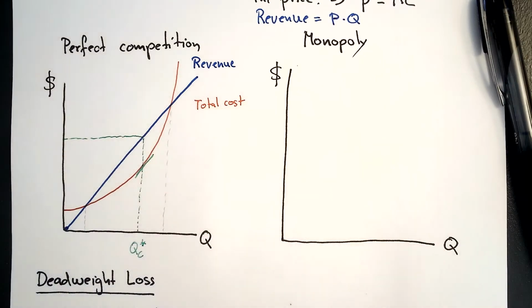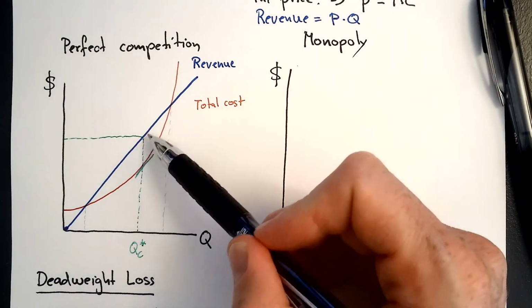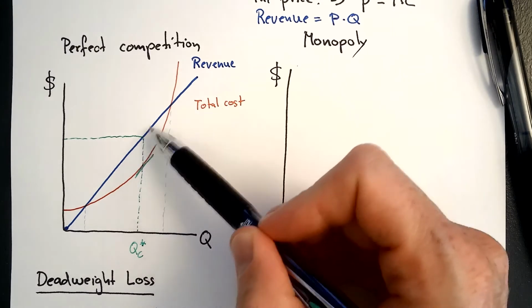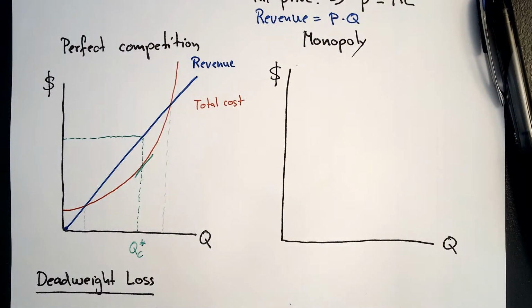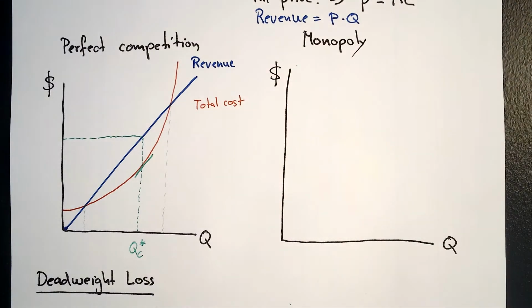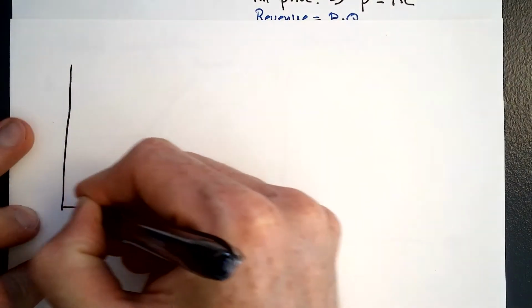We have seen this before in the sense that price, the slope of the revenue function, equals the marginal cost. So this is how a perfectly competitive firm would determine the profit maximizing quantity. Now, for a monopoly, the situation is identical, but slightly different. So let me first draw a picture here that illustrates the problem of the monopolist.